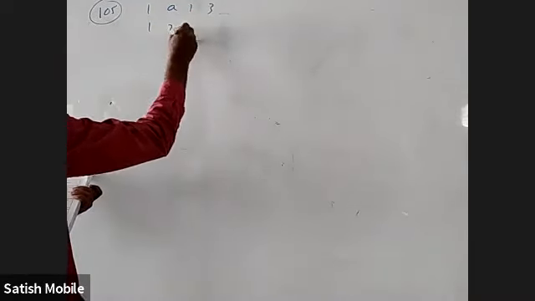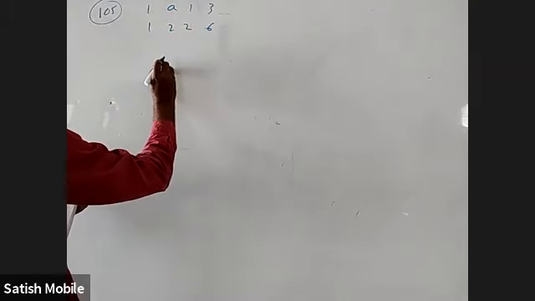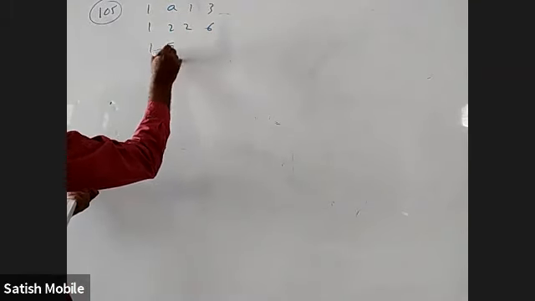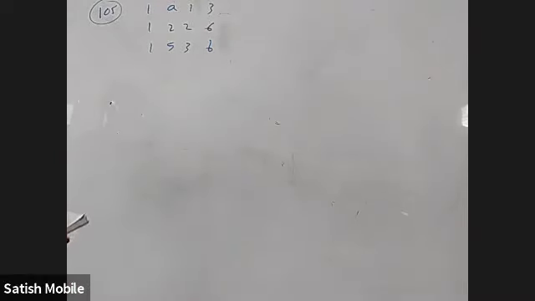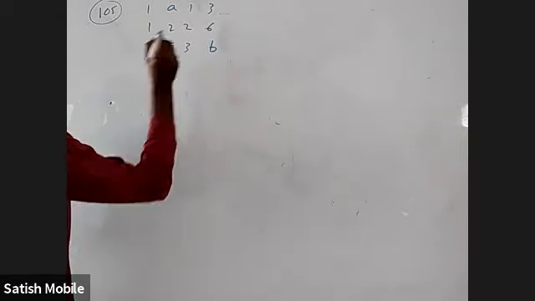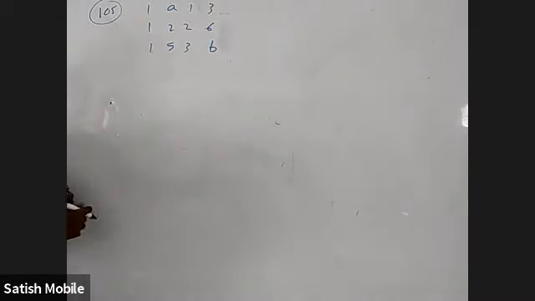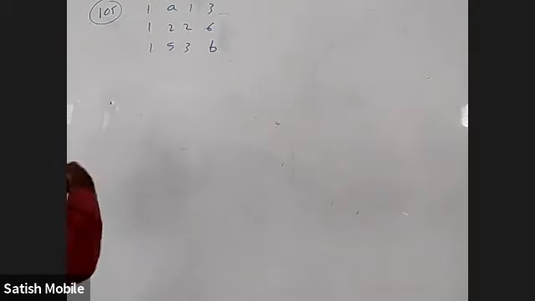1 A 1 3, 1 2 2 6, 1 5 3 B. Okay. I want to find only delta. See what happens first. A value is coming 1, delta minus 1.